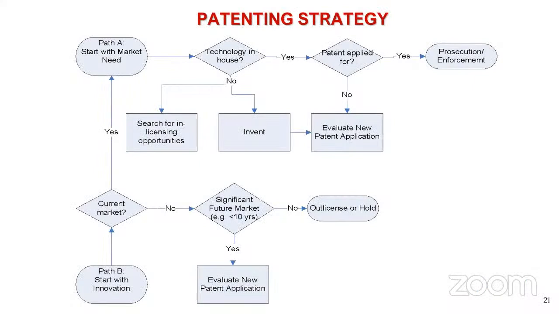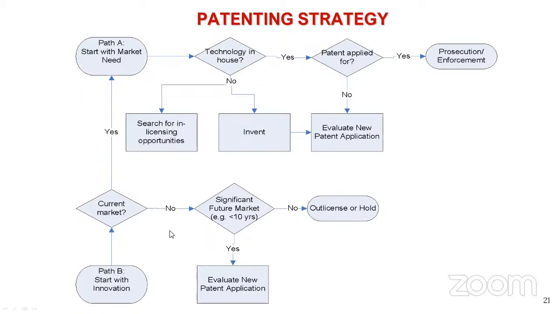So this is the patenting strategy. First we have to think about the current market. What is the current market of our products? If the market is there, then we start with the market need, and if we have technology in-house, we go for the patent. Either the patent is applied or not. If the patent is applied, then we go for the prosecution and the enforcement also. If our patent is not filed, then we have to evaluate new patent applications. Or if we have no technology, in that case, we have to work on the invention of that one. After the invention, we go for the patenting. Or if we have no technology, then we have to patent search for in-licensing opportunity. Or in the current market strategy, we have to start with the innovations also.